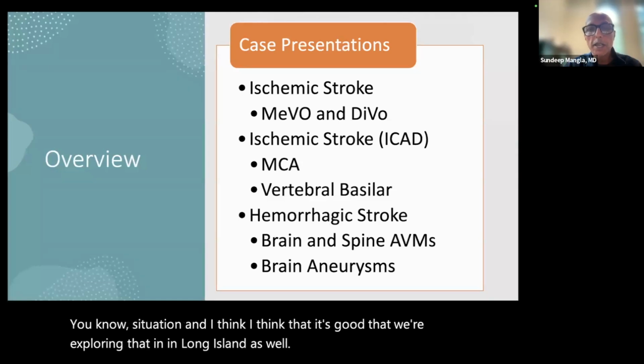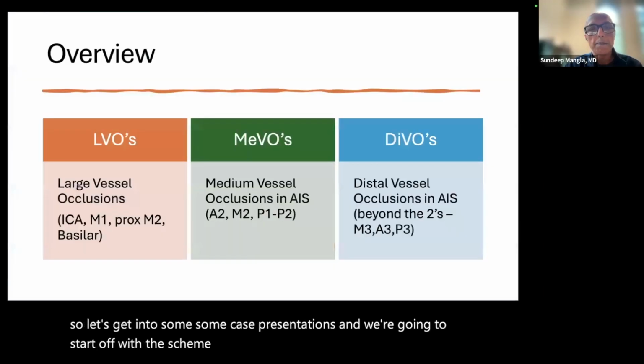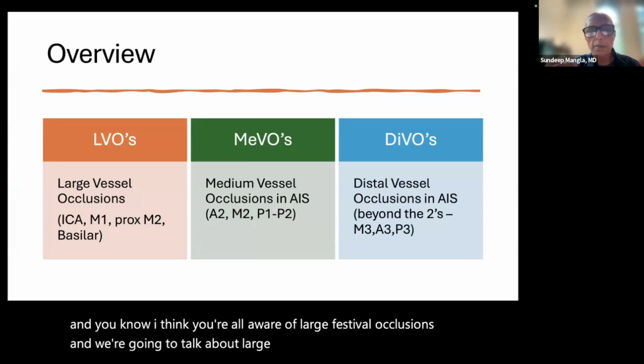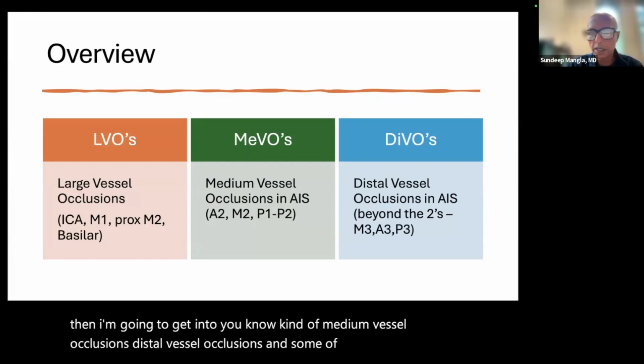So let's get into some case presentations, and we're going to start off with ischemic stroke. I think you're all aware of large vessel occlusions, and we're going to talk about large vessel occlusions briefly, but then I'm also going to get into medium vessel occlusions, distal vessel occlusions, and some of the stroke syndromes that you might see.